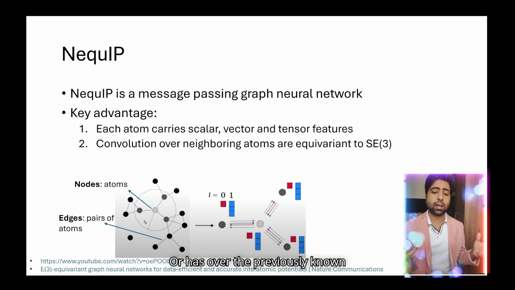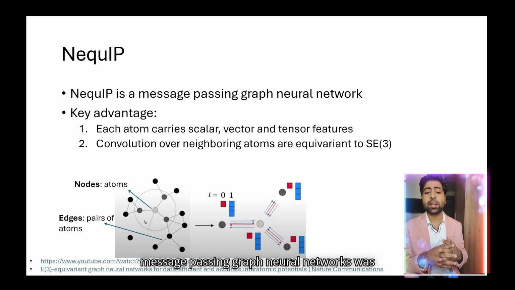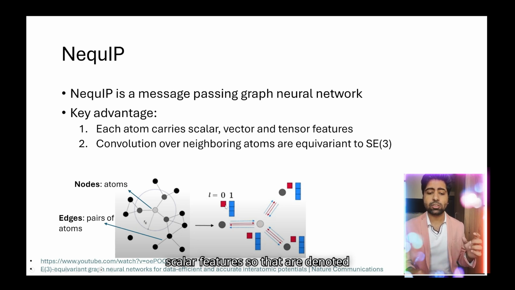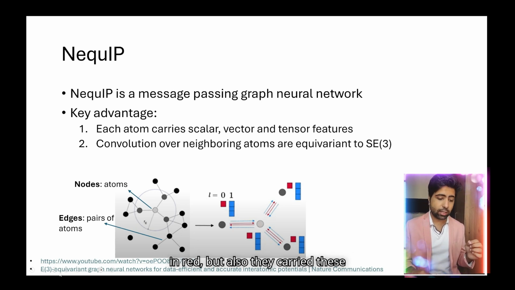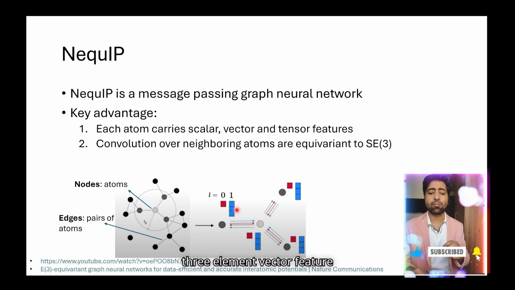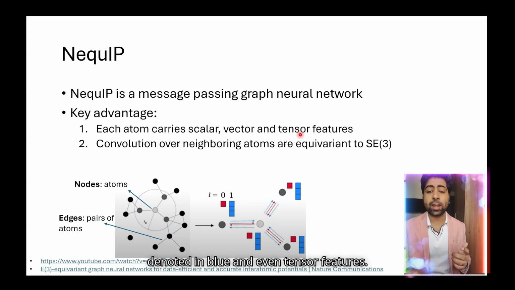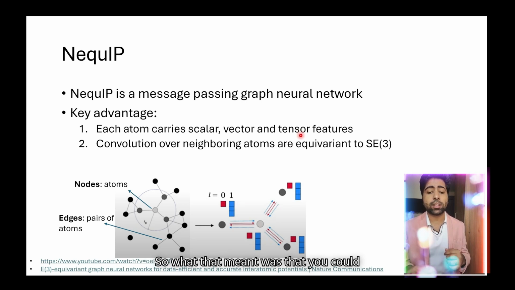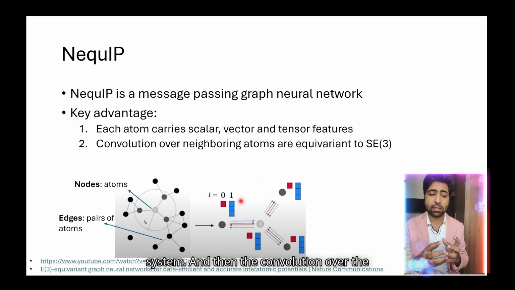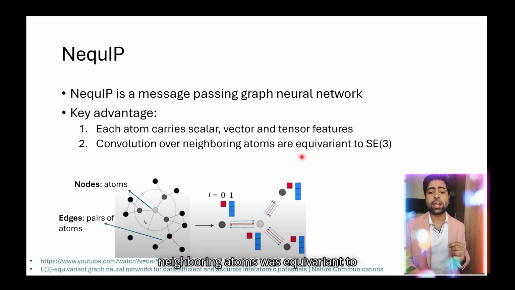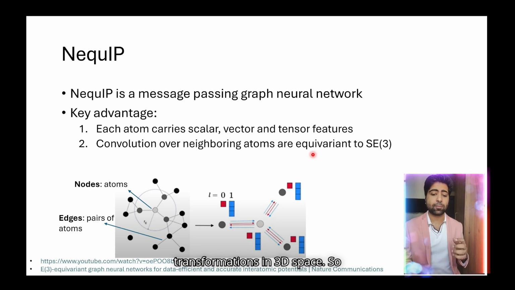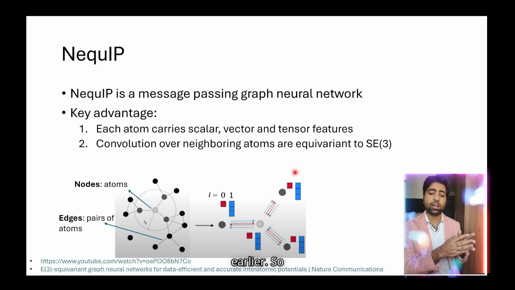And the key advantage that NequIP has over the previously known message passing graph neural networks was that these atoms not only carried the scalar features, denoted in red, but also these vector features, like a 3-element vector feature denoted in blue, and even tensor features. What that meant was that you could now have a better description of your system, and then the convolution over the neighboring atoms was equivariant to transformations in 3D space. That is basically what I talked about earlier.